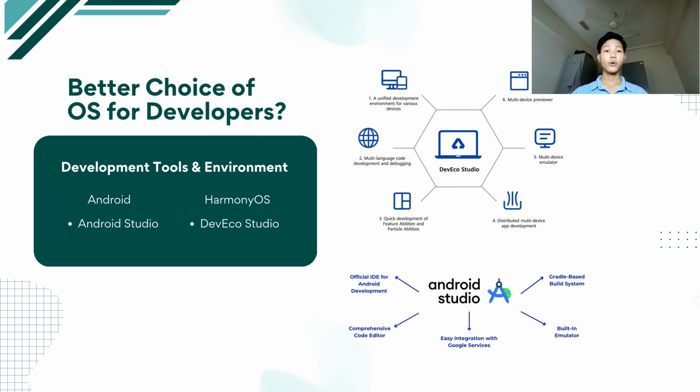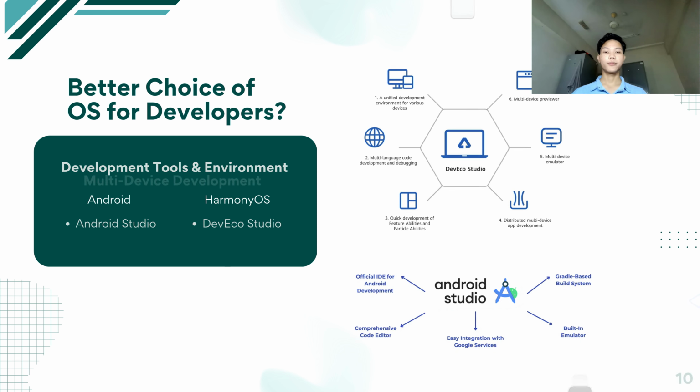Begin with comparing both operating systems' development tools and environment. Android uses Android Studio, while HarmonyOS uses DevEco Studio. Both operating systems have similarities and differences. For the similarity, both DevEco Studio and Android Studio have an emulator. For the differences, DevEco Studio supports distributed multi-device app development, while Android Studio does not support multi-device app development.